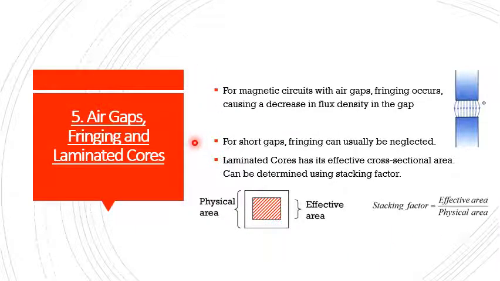For air gap fringing and laminated core: in a magnetic circuit with an air gap, fringing occurs, causing a decrease in flux density in the gap. For a short gap, fringing can usually be neglected, but if the gap is quite big, we cannot neglect it. A laminated core has an effective cross-sectional area that can be determined by using the stacking factor. So what is the stacking factor? The stacking factor is the effective area divided by the physical area.